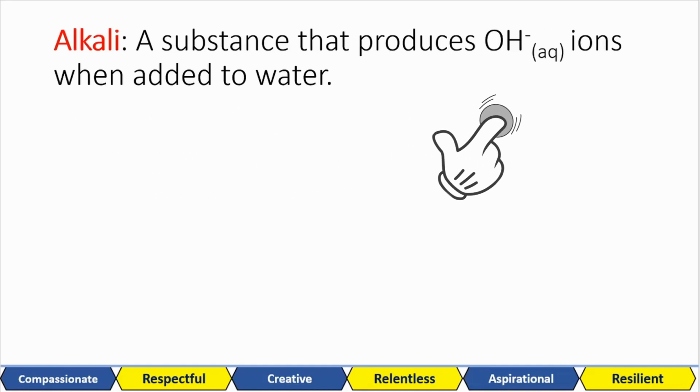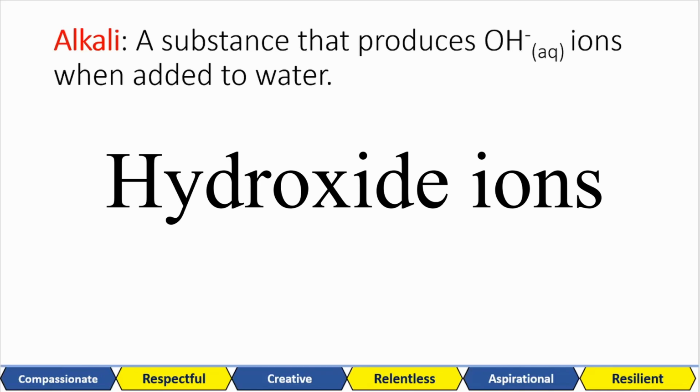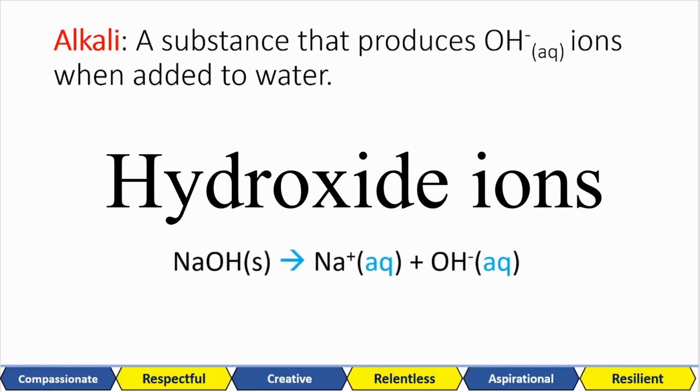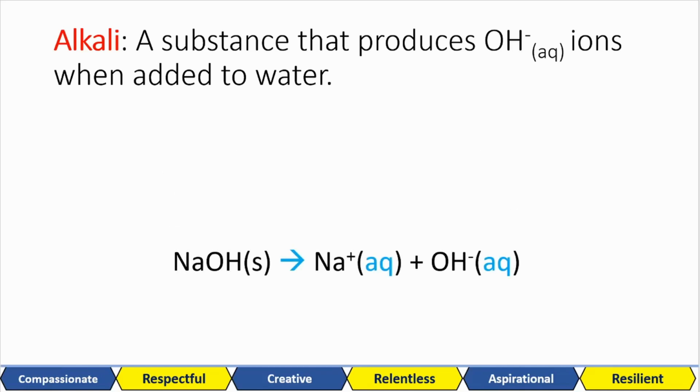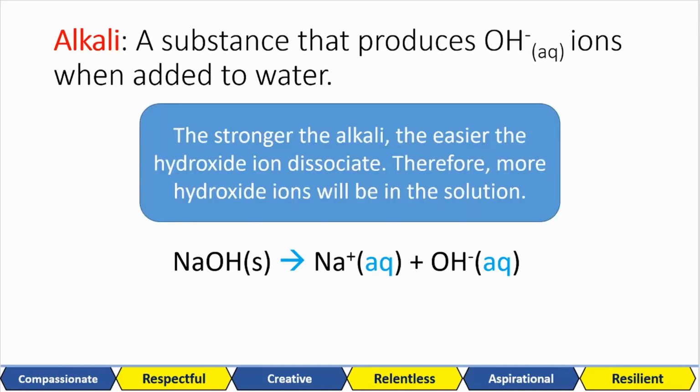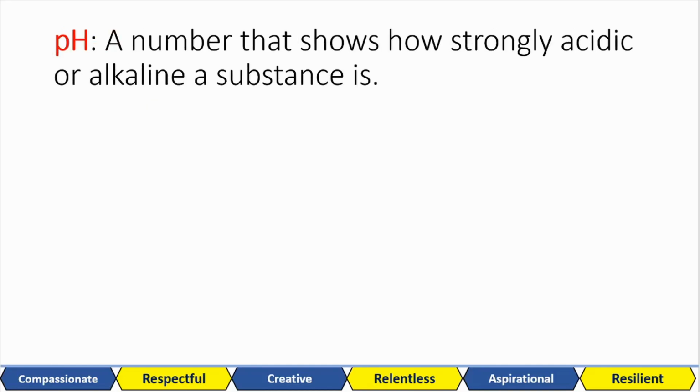Alkalis, on the other hand, produce hydroxide ions when added to water. Sodium hydroxide will form hydroxide ions and sodium ions. The stronger the alkali is, the easier it is for those hydroxide ions to dissociate. Therefore, the more hydroxide ions you have, the more alkaline your solution is. Very similar to acids, the more hydrogen ions you have, the more acidic it is.